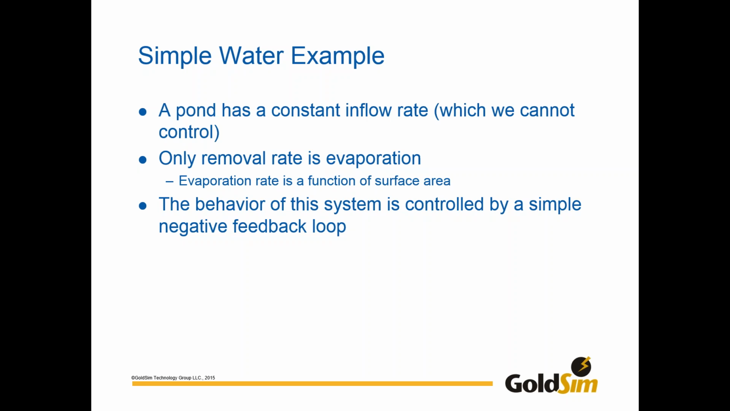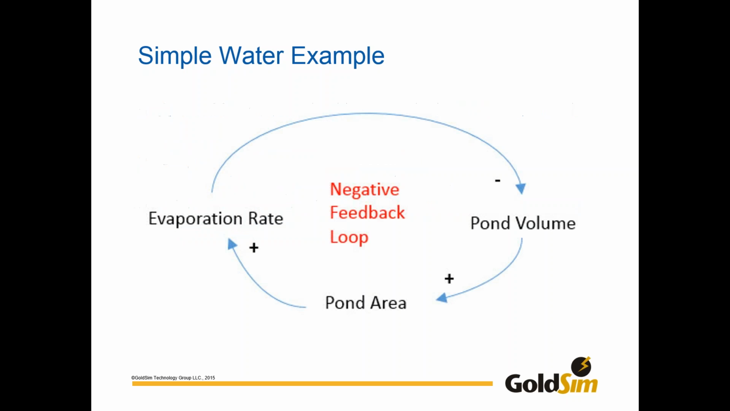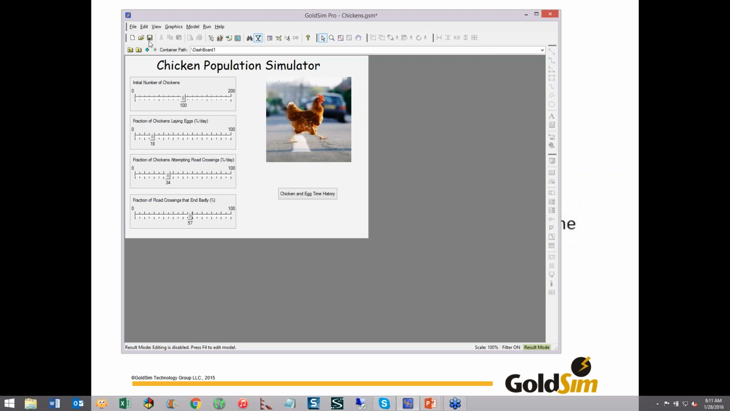All right, well, it turns out this is basically controlled by a very simple negative feedback loop. Right? What is that negative feedback loop? It's this one right here. So as the pond volume increases, the pond area increases, unless you have vertical walls. As the pond area increases, the evaporation rate increases. As the evaporation rate increases, the pond volume decreases. So that's a negative feedback loop. So let's go ahead and look at that model.